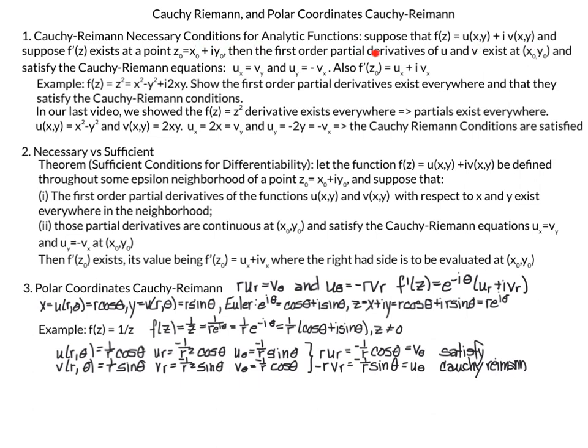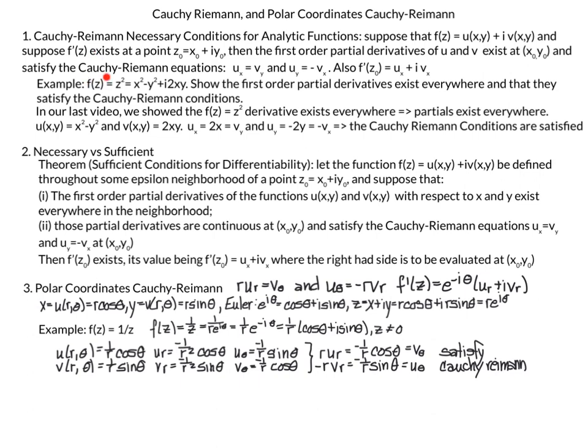That's our first statement. And then they also satisfy the Cauchy-Riemann equations: the partial derivative of u with respect to x is equal to the partial derivative of v with respect to y, and also the partial derivative of u with respect to y is equal to the negative partial derivative of v with respect to x. And then we can calculate f prime of z as partial of u with respect to x plus i partial of v with respect to x.